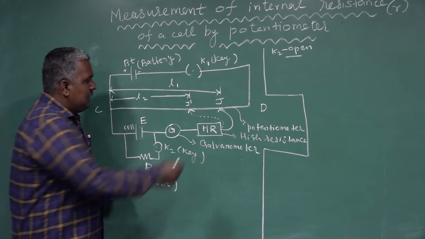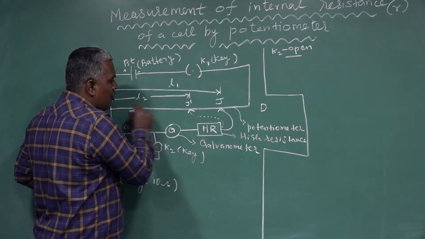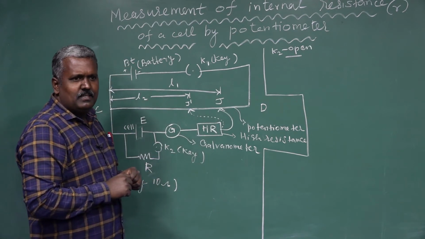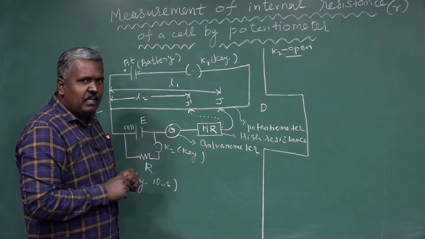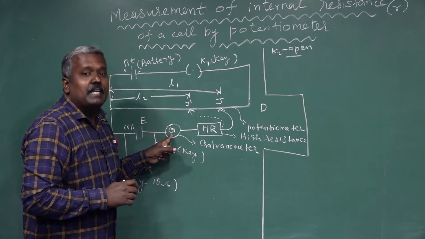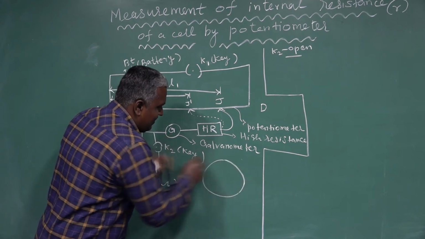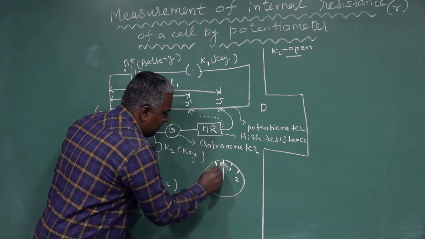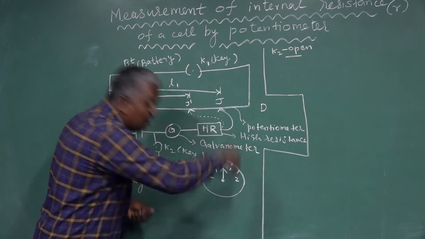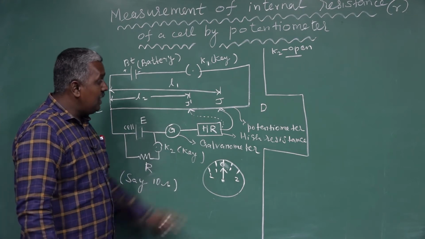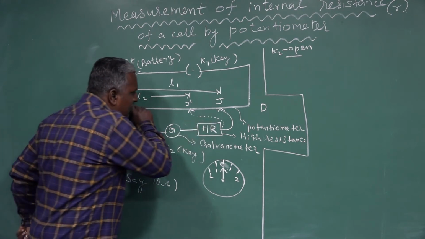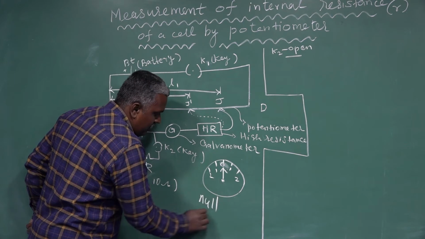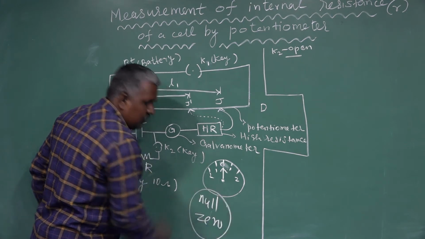Now, this is the jockey. This jockey should be moved on the potentiometer wire until the galvanometer shows null deflection. What is null deflection? Zero deflection. I am correct or not? You must move the jockey on the potentiometer wire until it shows null deflection. Null means zero deflection.